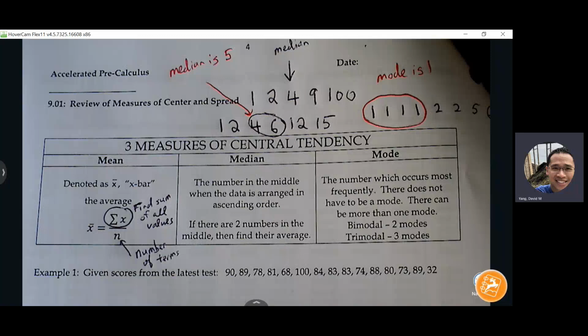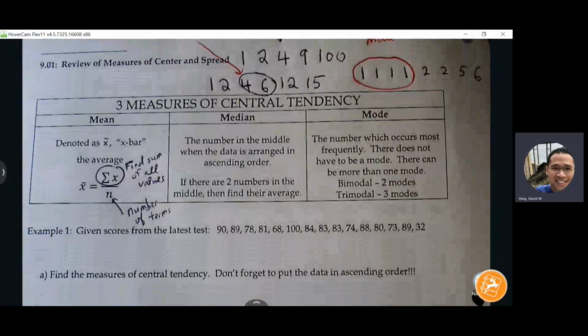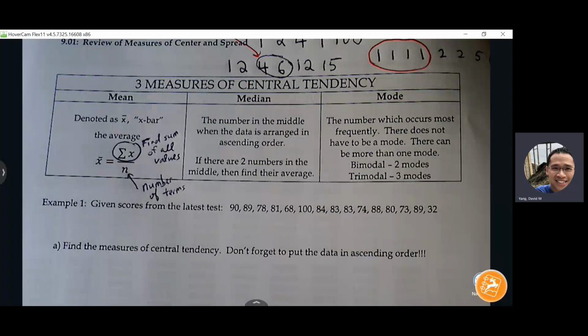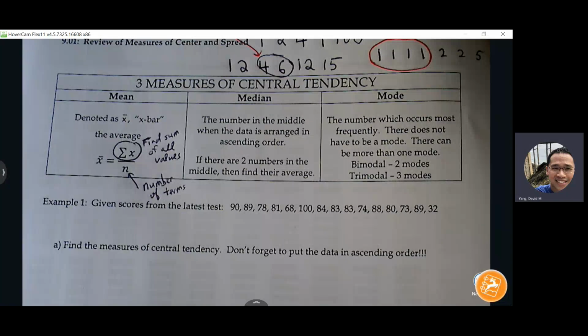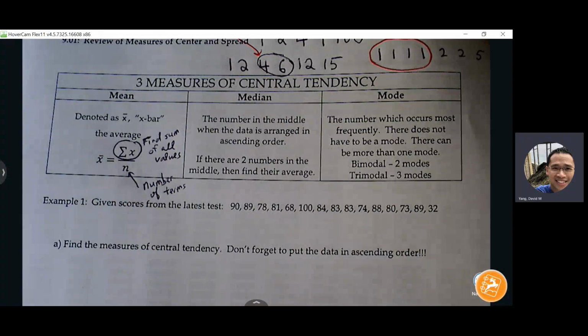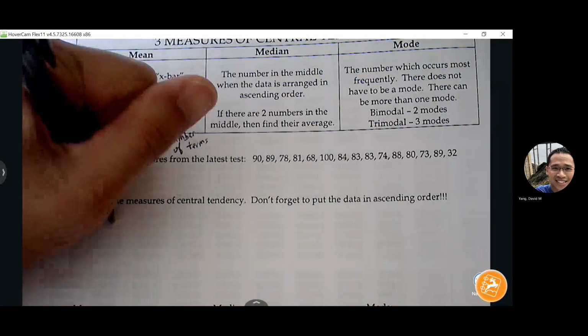Okay, so if you have your calculators, you can have that out. If you don't, you can just follow along, or you can borrow one of mine. So given the scores from the latest test, it says find the measures of central tendency. Don't forget to put the data in ascending order. We don't need to have them in ascending order for mean, but we do need it to be in order for median. I'm just going to go ahead and put them in order to save you the trouble, but understand you're going to put them in ascending order here.